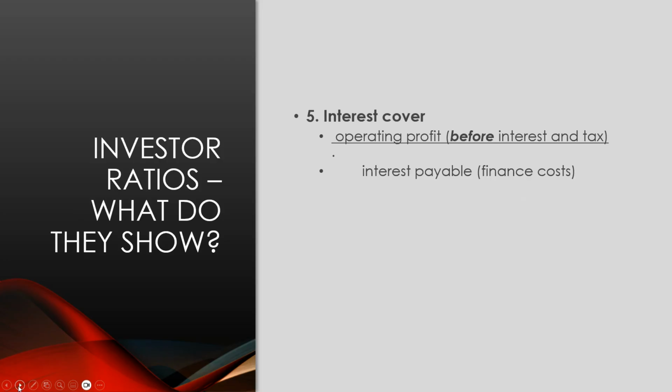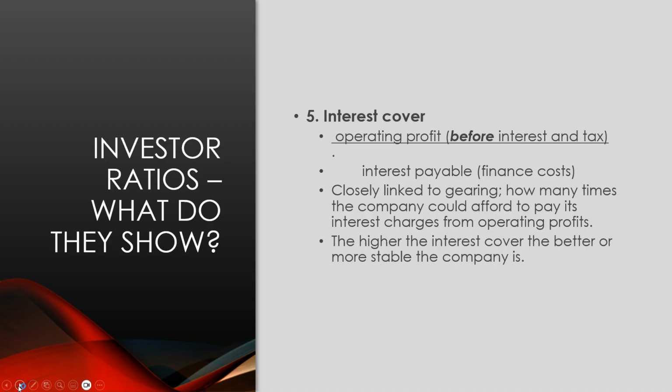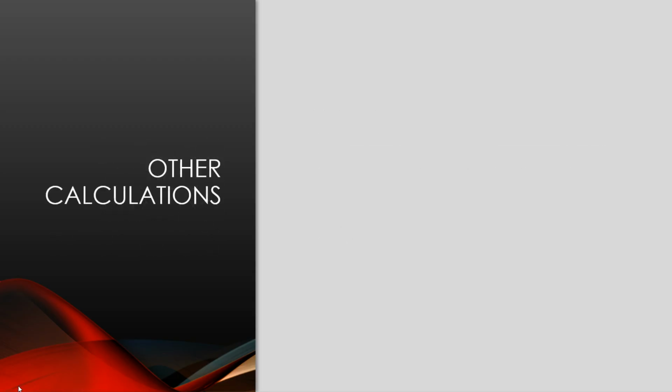Okay, one more we've got to look at is interest cover. This is where we take the operating profit, this is before tax and interest, and divide it by the interest payable, the finance cost. So this shows how affordable the current level of debt is to the company. So this is closely linked to gearing. It's how many times the company could afford to pay its interest charges from operating profits. And really, the higher, the better there. So the higher the interest cover, the better, or the more stable the company is, potentially the less reliant on debt it is.